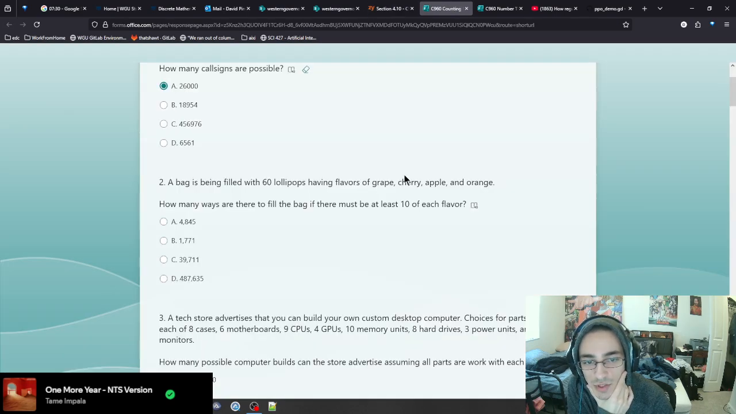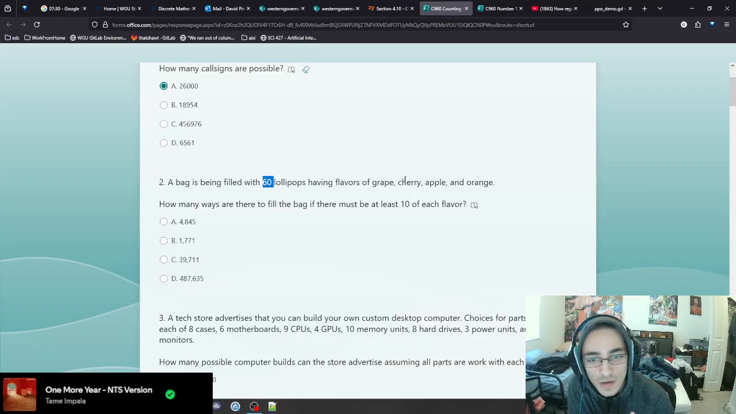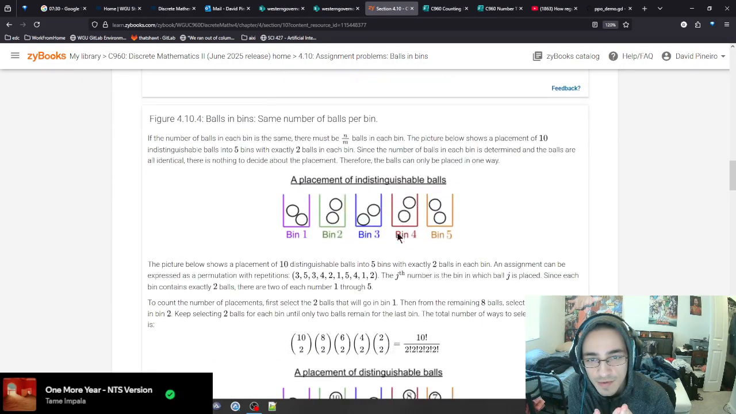Distinguishable balls, because these are distinguishable flavors. There's 4 different types. And there's 60 bins. I suppose... wait. No, it's the other way around. There's 4 bins. Oh, yes. And 60 indistinguishable balls. Yeah, that's gotta be it, right?